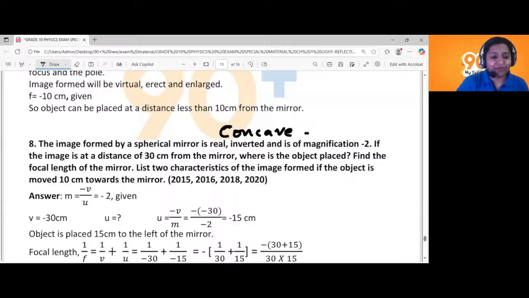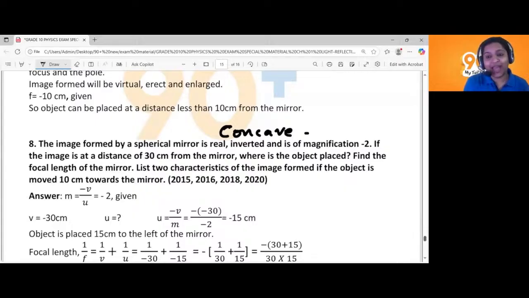Since magnification is -V over U, U will be -V by M. Minus 30 divided by magnification -2. Cancel 2 minus, but still one minus is there. So that is 30 by 2 and minus is there. So it is -15 centimeter. That is the object position.